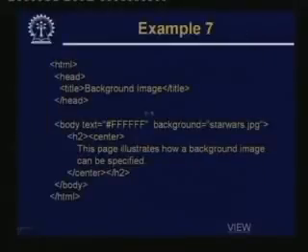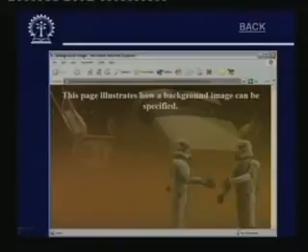And the last example shows how to include a background image. In the body, instead of the bg color, we have given a background with an image file starwars.jpg, and with some text. If this page is displayed, the background will be the Star Wars image, and on top of it you have the text in white, whatever you have specified. In this way you can specify any image in the background when you are displaying a text in the foreground.